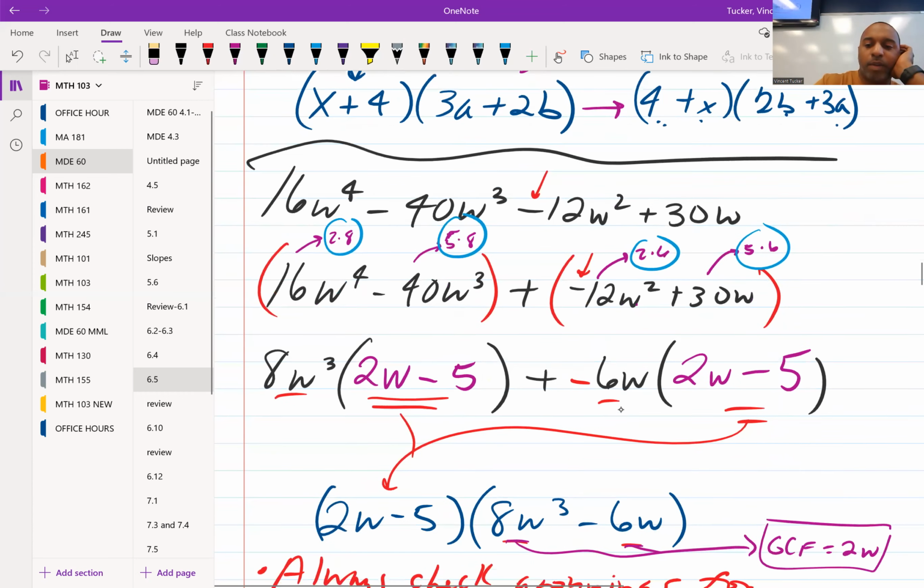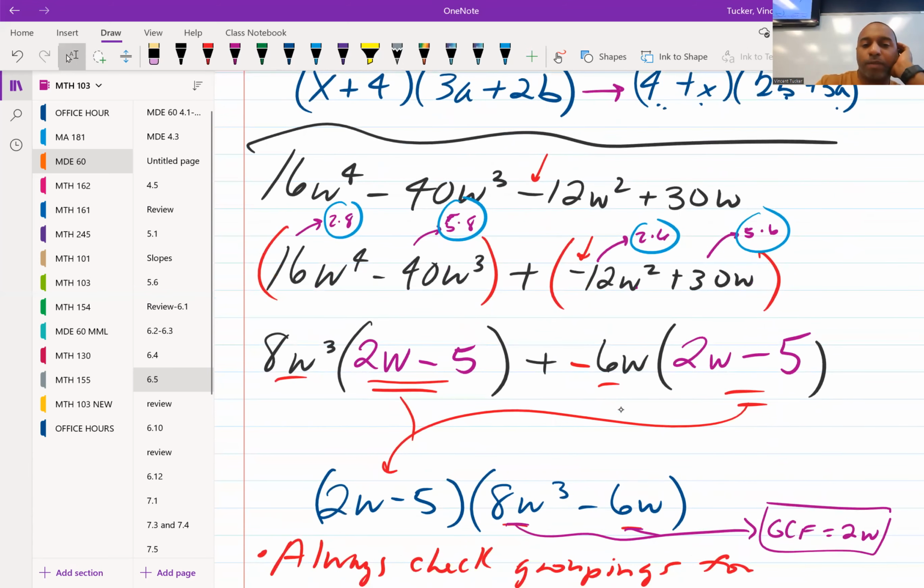Now that we have the same thing in the parentheses, we can factor out 2w minus 5. So it'll be 2w minus 5 times 8w cubed minus 6w.